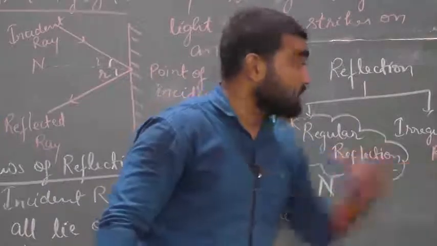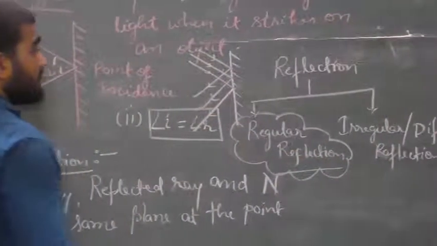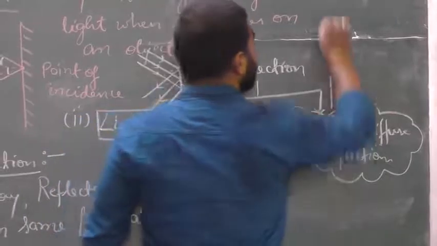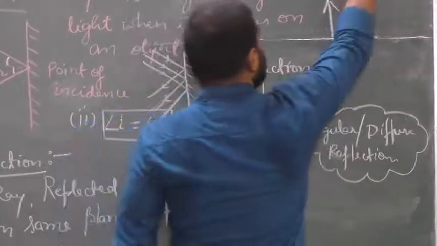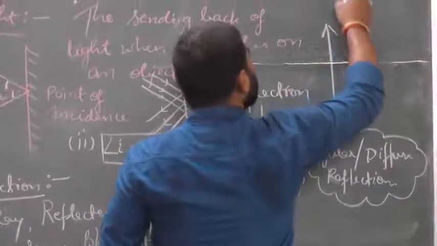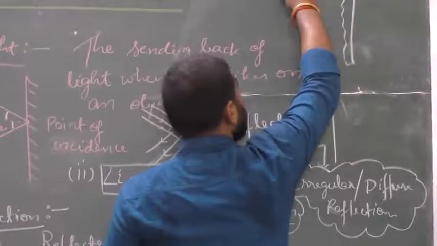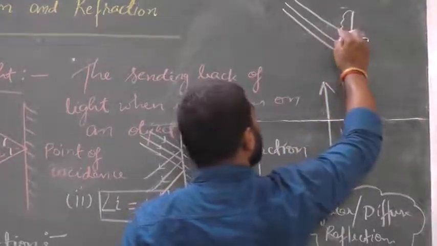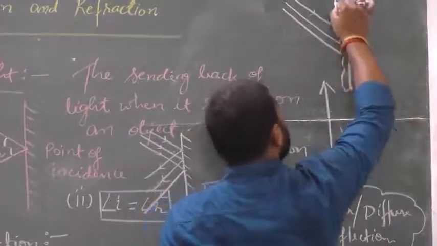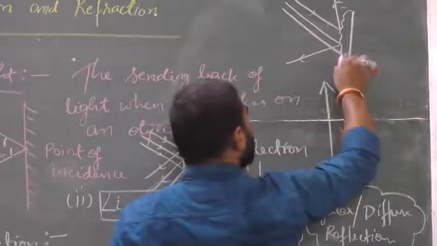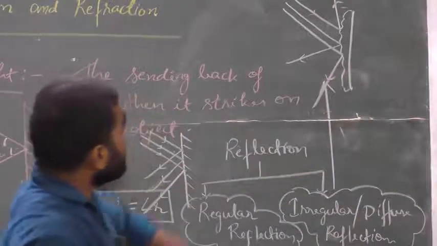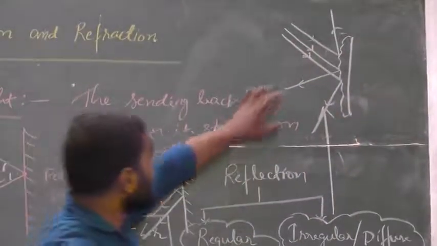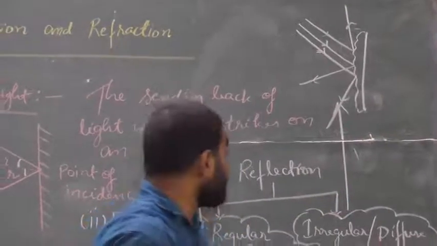What do you mean by irregular or diffuse reflection? The reflection of light which takes place on a rough surface is called irregular reflection. You can see in this figure, this is a rough surface. On this surface, a parallel beam of light is falling. Then you can see this light will go in this direction, this will go in this direction, and this will go in this direction. So here the rays of light are falling parallelly, but they do not reflect in a parallel way. So this reflection is called irregular reflection or diffuse reflection.